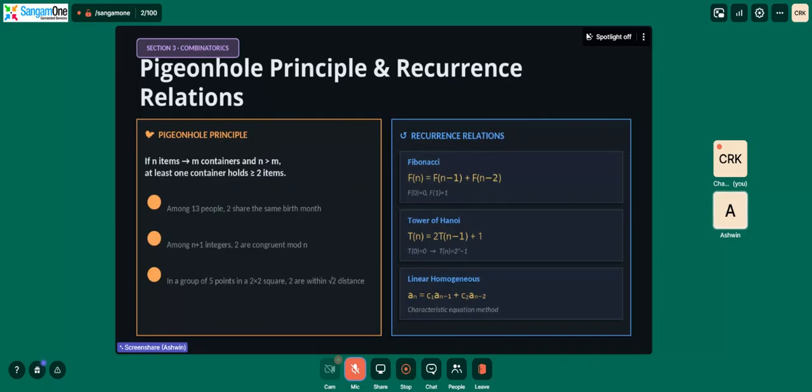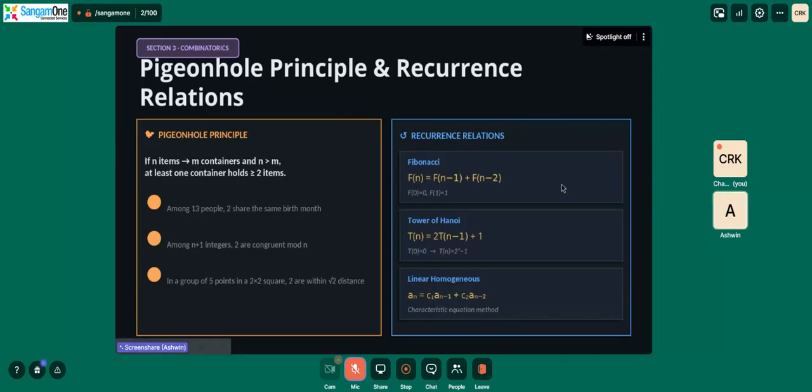What is the pigeonhole principle? If n elements go into m containers and n is greater than m, at least one container holds greater than or equal to two items. Examples are: among 13 people, 2 share the same birth month. Among n plus 1 integers, 2 are congruent mod n. Another example: in a group of 5 points in a 2 cross 2 square, 2 are within square root 2 distance.